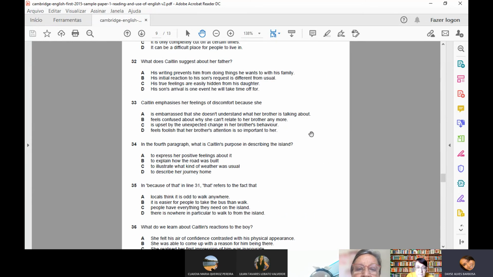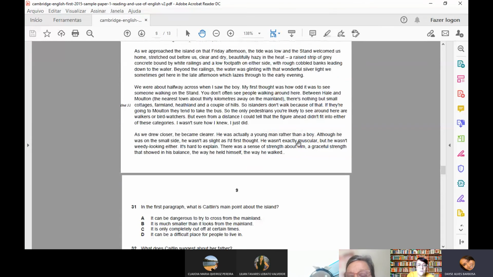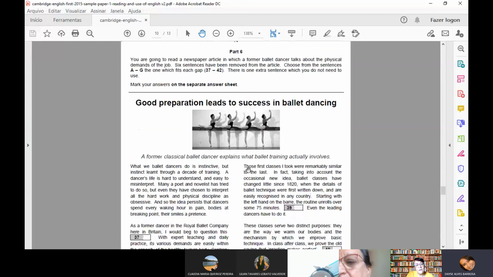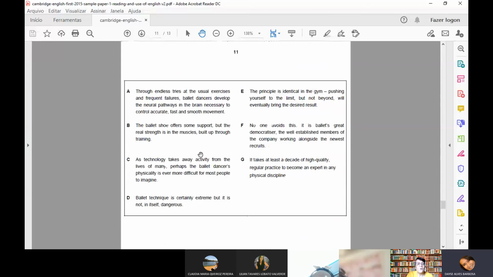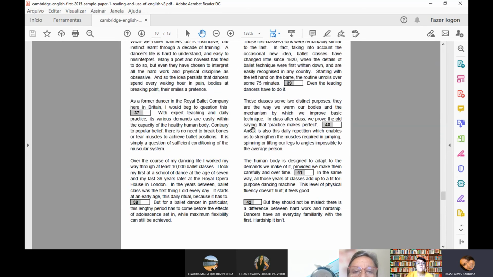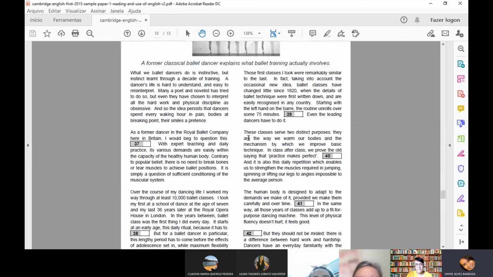So you see how different it is here. We have 2 long texts. The first one has questions, multiple choice questions. This one also has multiple choice questions, but in a different way. You have from A to G, you have 4, 5, 6, 7 different paragraphs. And you have to include these paragraphs in the right part of the text.